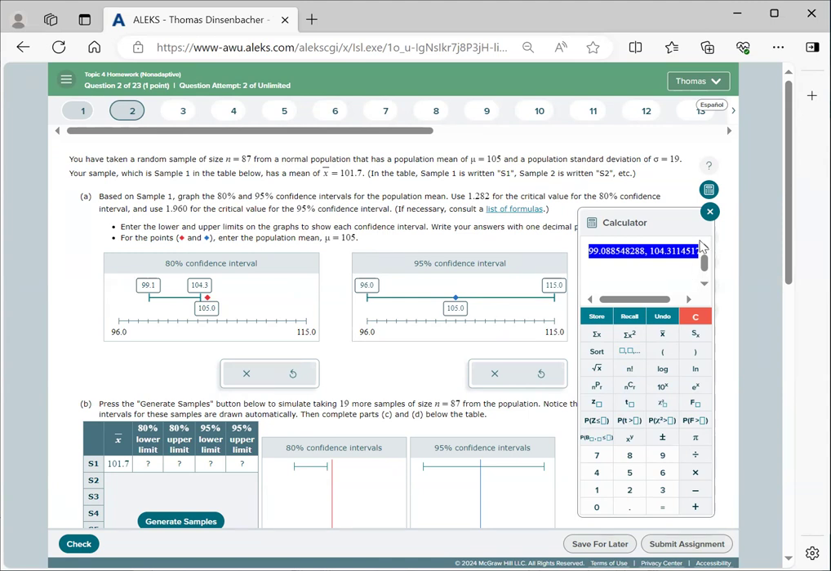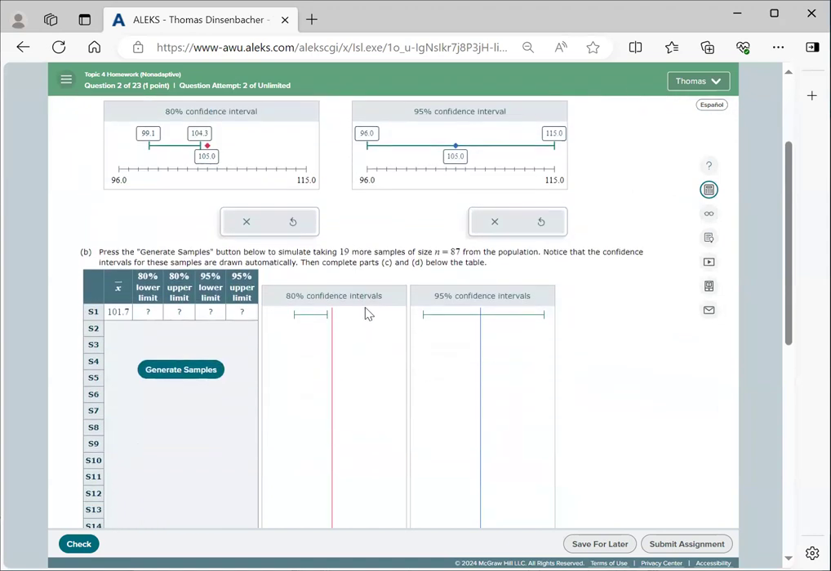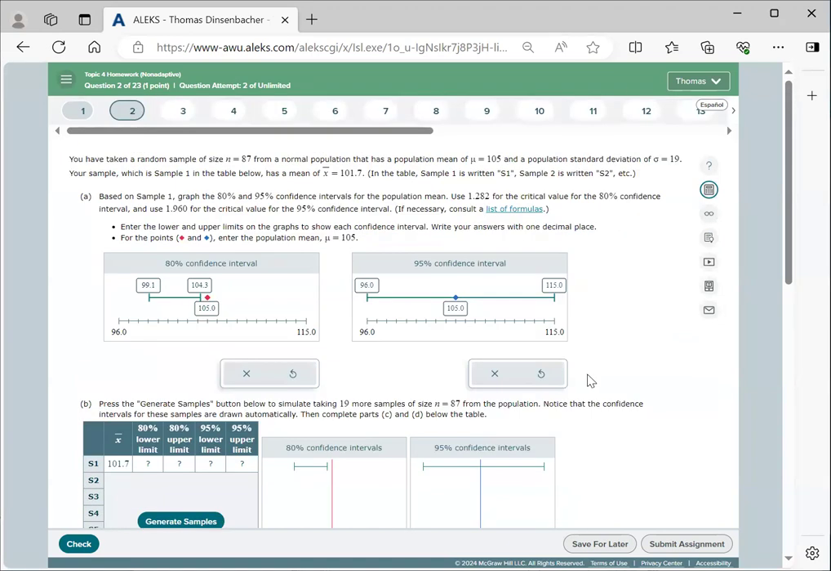We would now continue with calculating the 95% confidence interval and completing parts B, C, and D for this question. And that is an overview of a general approach to solving multi-step questions.